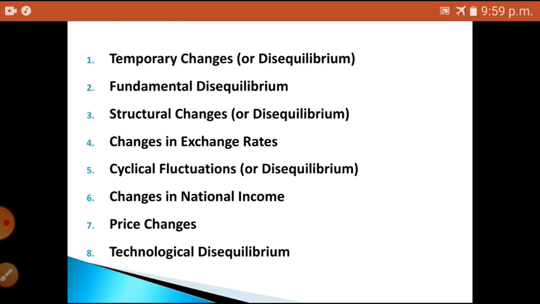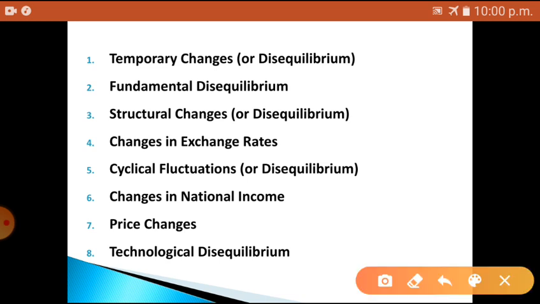Okay, hope you understood. Next, the fifth one is cyclical fluctuations. Cyclical fluctuation is one type of business activity that also leads to BOP disequilibrium, for instance when there is a depression.